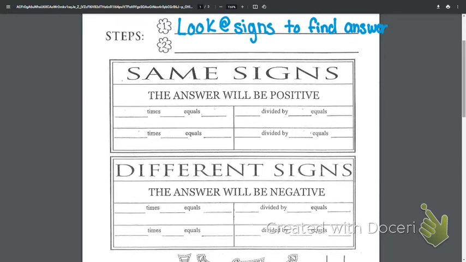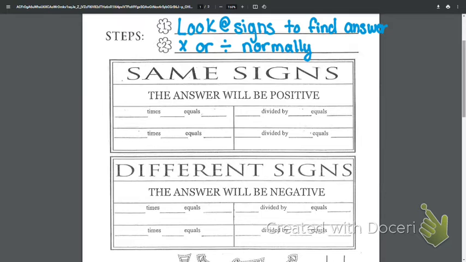The second step is to multiply or divide as normal. So there is no keeping, flipping, nothing like that. It's all just do the math that it tells you to do, and the signs determine if your answer is going to be positive or negative at the end. So let's talk about what that looks like.